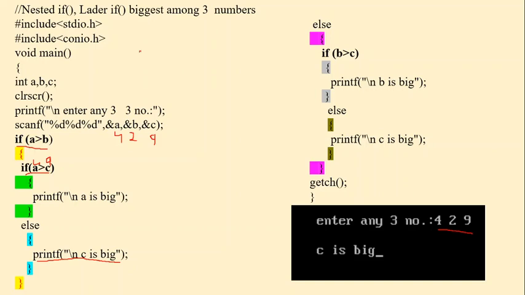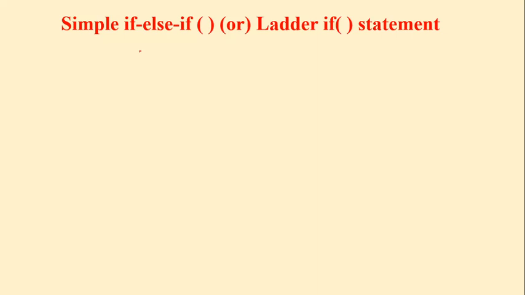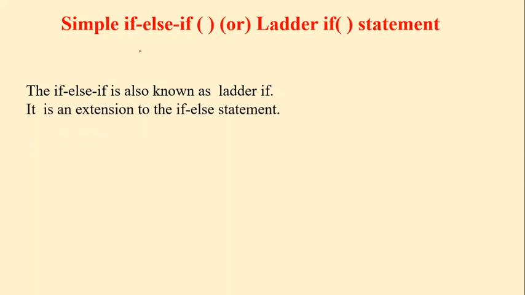And now we are checking the if else if statement syntax. If else if is also known as ladder if because it looks like a ladder. When we use if else if, we want to check another condition if the first condition is false. We call it as if else if. It is also known as ladder if. It is an extension to the simple if else statement.